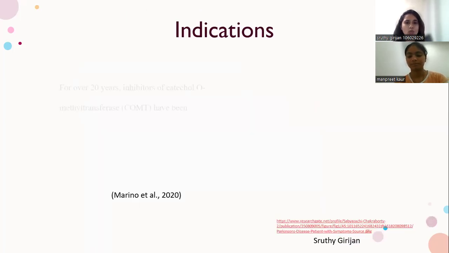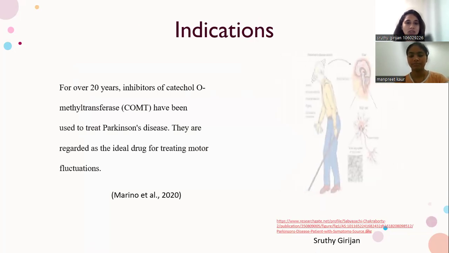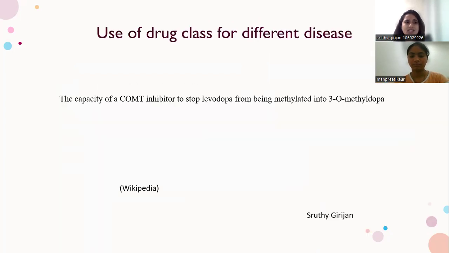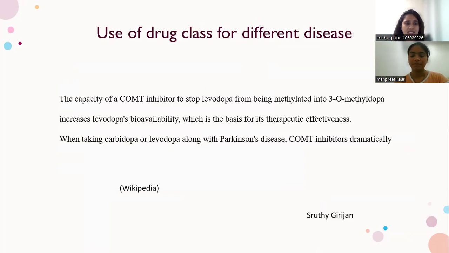And next, what are the indications? The main indication is for Parkinson's disease, over the past 20 years. We can also use the same drug for motor fluctuations, for treating the disease related to the nerves. Next is the use of the drug class for different diseases. The capacity of the COMT inhibitor is to stop the levodopa from becoming the methylated 3-O-methyldopa, which we already discussed earlier.